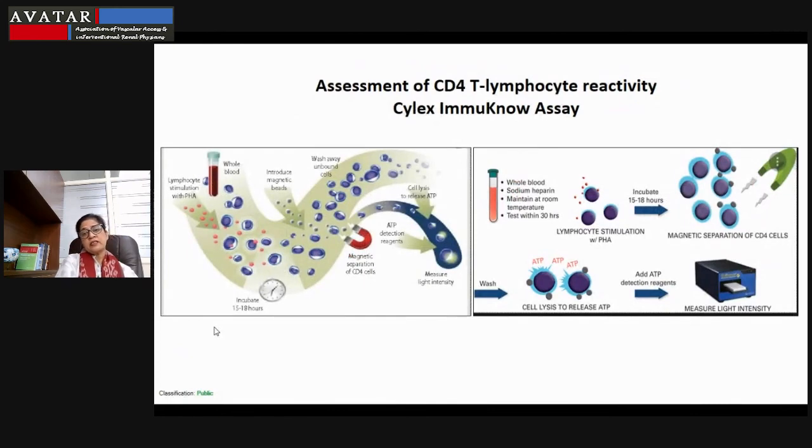This test targets the lymphocytes. There is stimulation of the lymphocytes, magnetic separation of the CD4 cells, and then looking at the ATP activity, which is picked up by an instrument that looks at the intensity of light released by the ATP and detects that. So this test aims to assess the effectiveness of the immune suppression, which can then be modulated based on the requirement of the recipient.